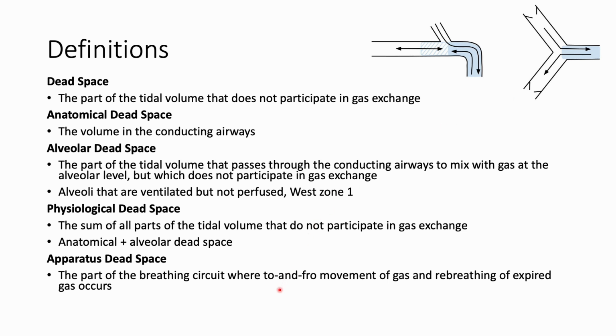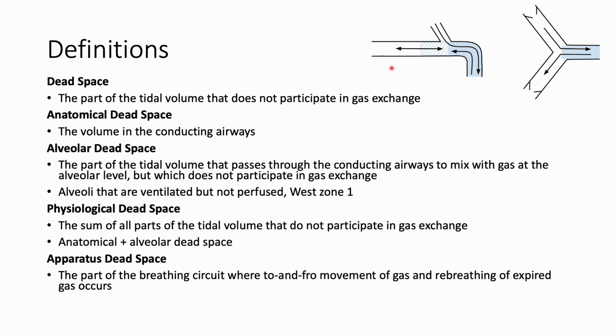But if we go back to our definition, it's where to and fro movement of gas occurs. And the only part of the circle circuit where to and fro movement of gas occurs is distal to the Y patient connector. So this is the only part of the circuit where the patient can rebreathe expired gas. As long as your one-way valves are working correctly, the flow through the circle circuit is unidirectional only.